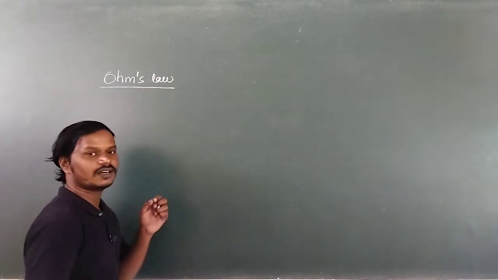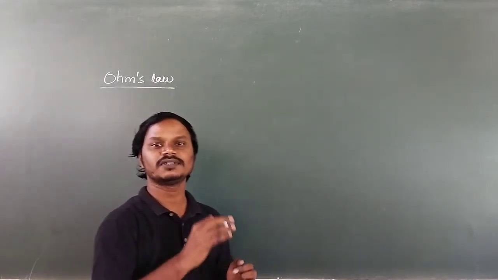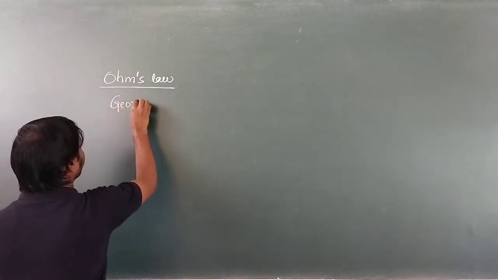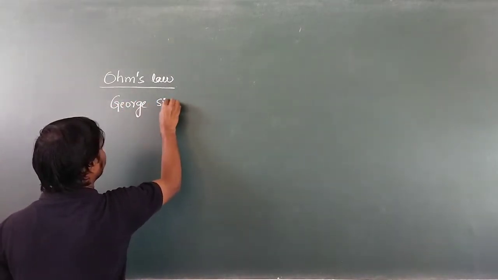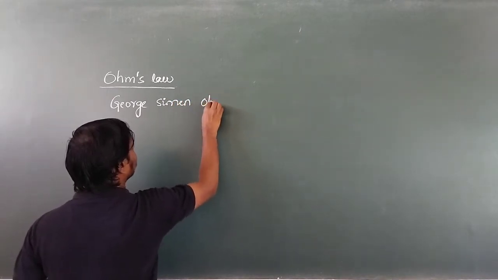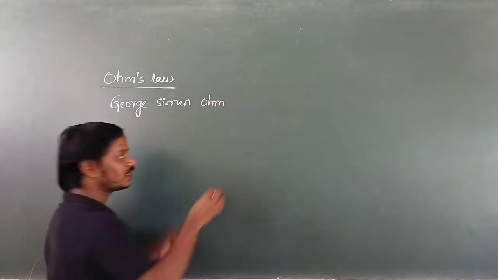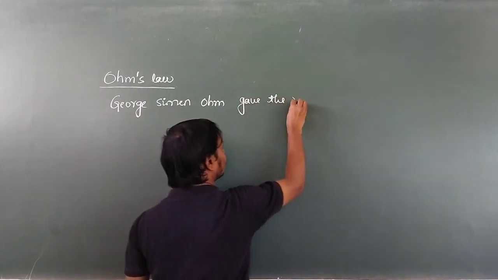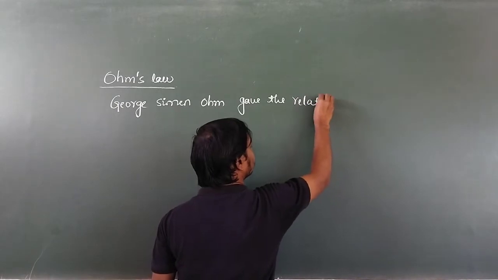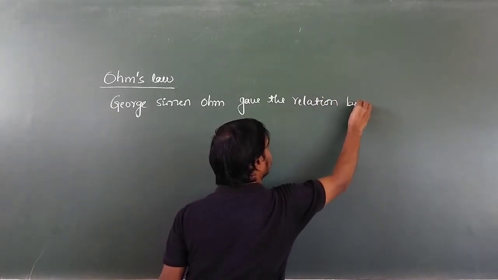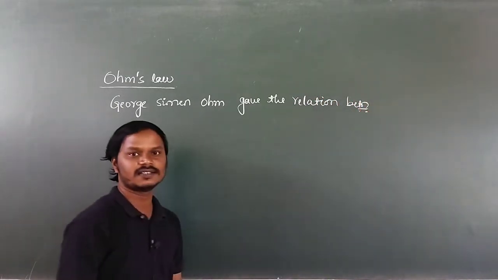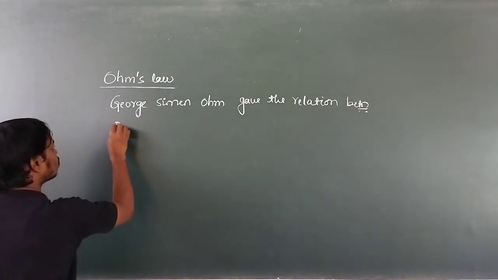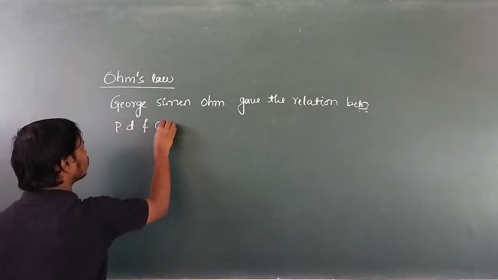Now George Simon Ohm gave the relation between voltage and current. So voltage is also called potential difference. It gives the relation between potential difference and current.